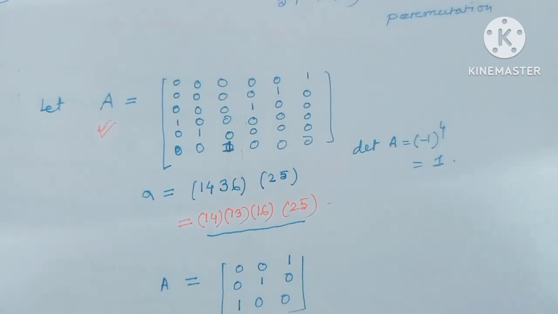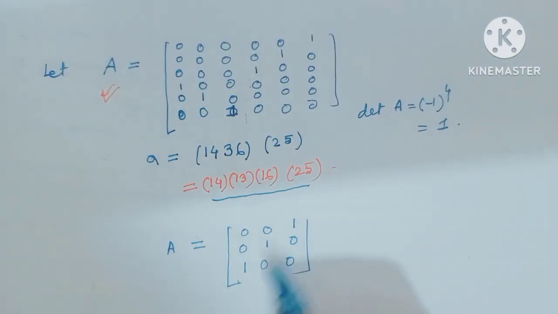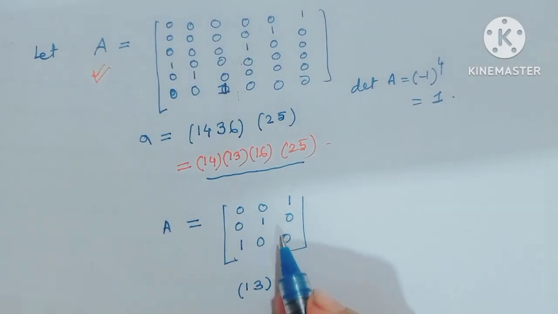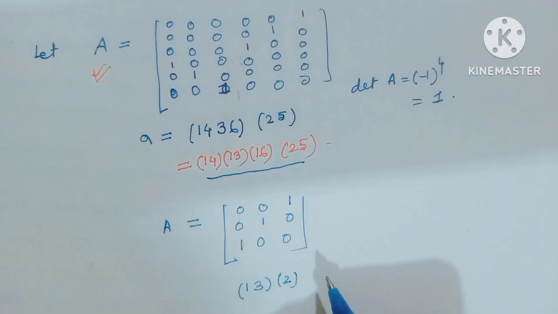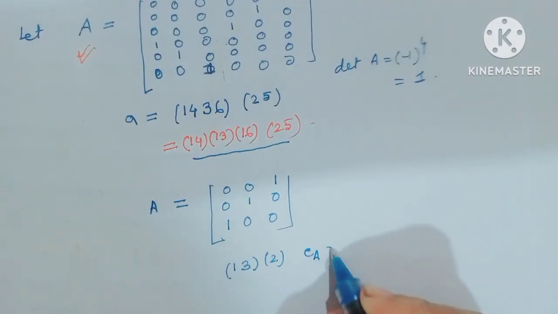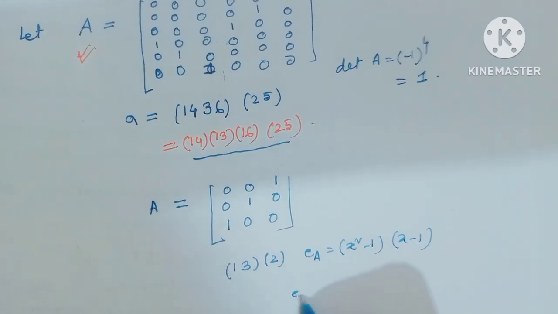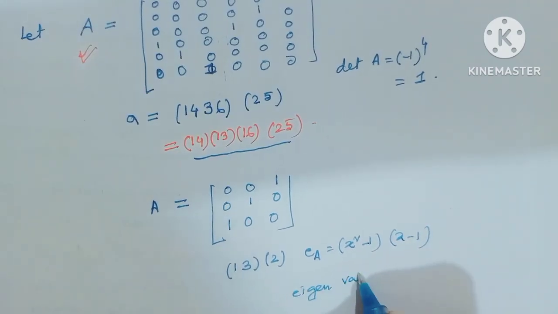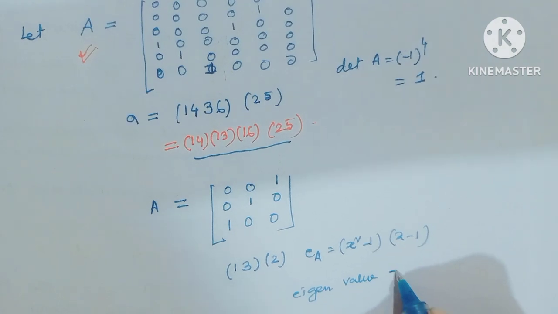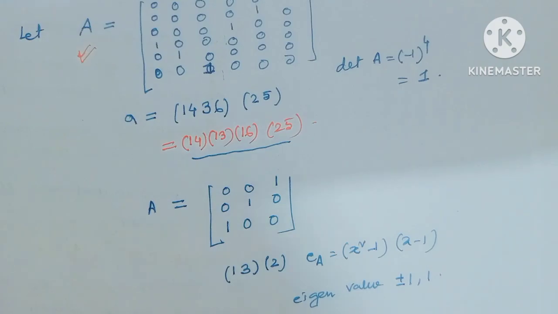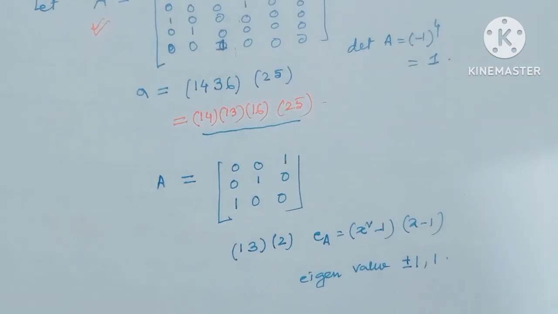Let's see some more examples, then your concept would be clearer. Consider A equal to this matrix. Here 1 goes to 3, 3 goes to 1 and 2 goes to 2. Here the characteristic polynomial is (x squared minus 1)(x minus 1). Therefore, the eigenvalues are plus minus 1 and 1. I hope all my viewers have understood why properties are very important.